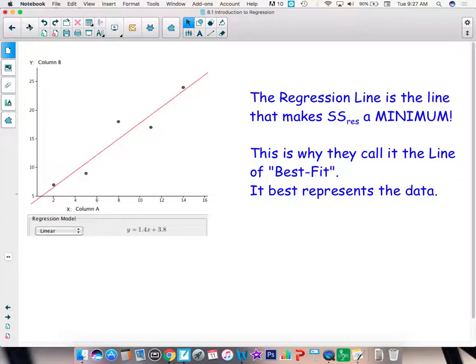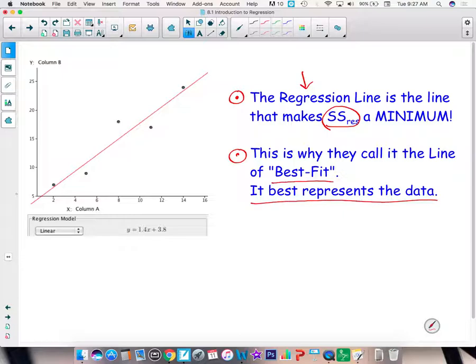All right, so looking at this line here, the regression line is a line that makes the sum of the squares of residuals a minimum. Okay, so go ahead and copy these down here quick. You can abbreviate. So what this means, this paragraph right here, is pretty much what I just said. The smaller the sum of the squares of the residuals, the better the line of best fit. Okay, so that's why they call this the line of best fit. It best represents the data. If your sum of squares of residuals is small, then that means you have a good fit for the line. Okay, the smaller the better.